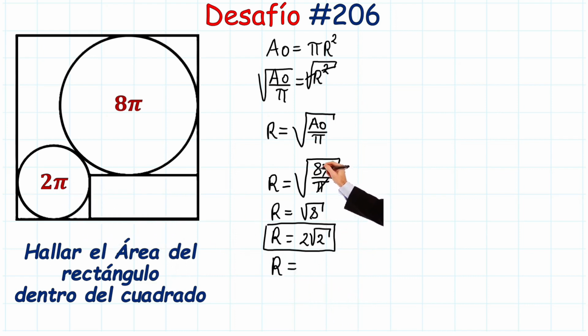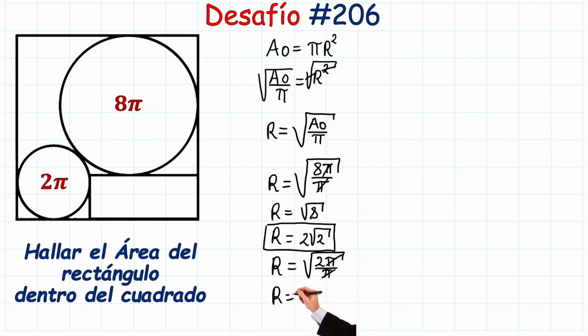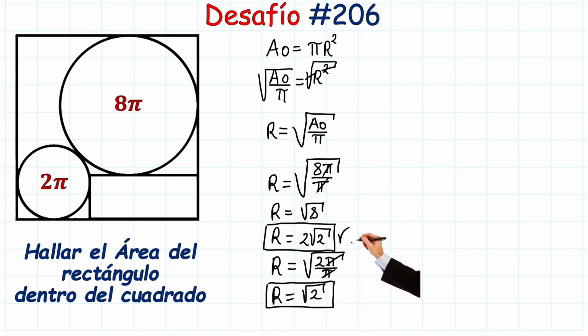Then just change here for a 2. Then we have 2 pi over pi. Very well, this is the area of the small circle. It gets simplified, this pi with this pi, and I find that the radius of the small circle is the square root of 2. Phenomenal. We have already found the two radii, the radius of the large circle and the radius of the small circle.